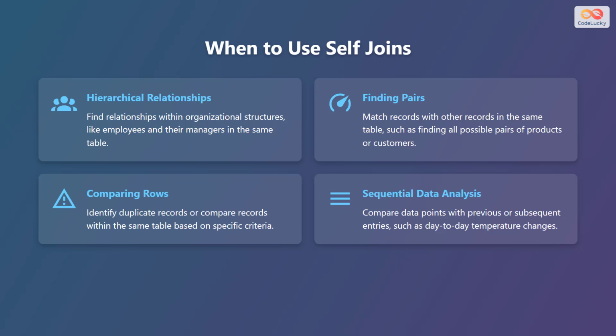When should we use self-joins? Firstly, for hierarchical relationships. It is used to find relationships within organizational structures, like employees and their managers in the same table. Secondly, for finding pairs. It helps to match records with other records in the same table, such as finding all possible pairs of products or customers.